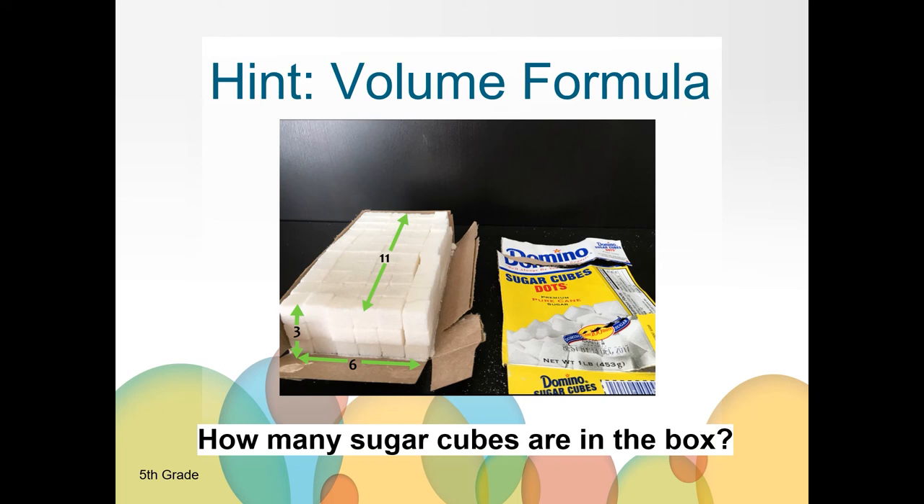When we find the area, we multiply the length times the width. What do we do to find volume? We multiply the length times the width, but then by the height as well. Now try to find the volume of the box in sugar cubes.